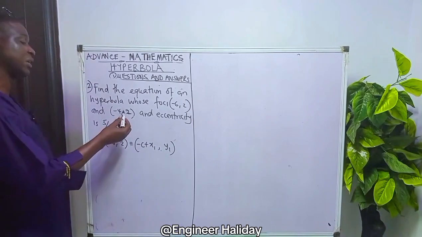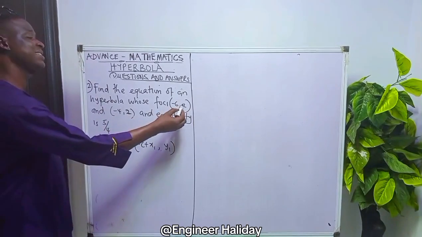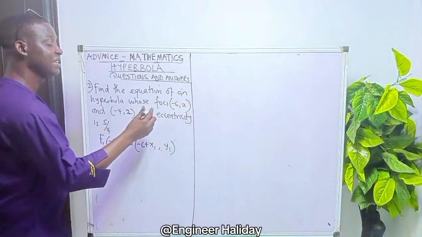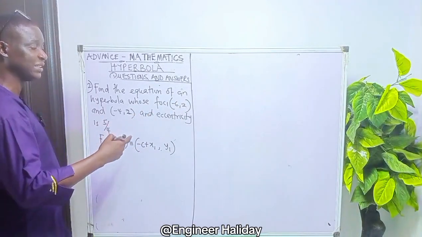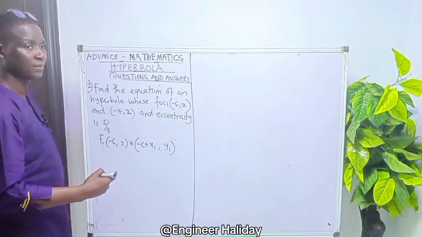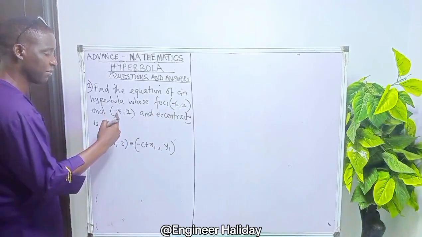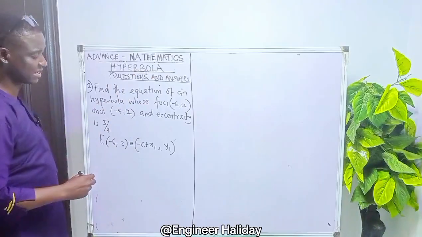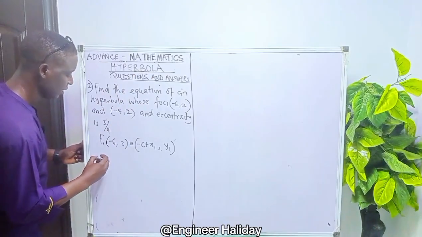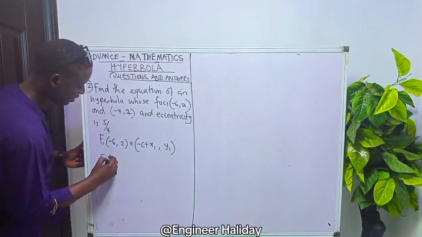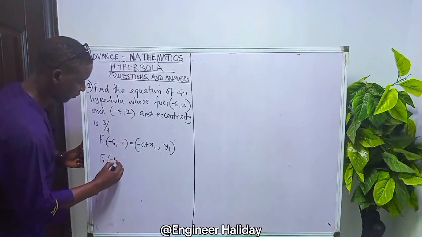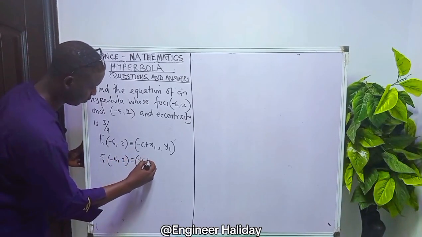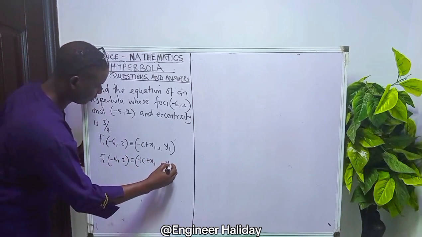Now look at the board. You notice that this 2 is the same as this 2. It means that where the value changes is where the major axis lies. This -6 and -4 changes, that means the major axis lies at the x-axis. So that means F2 is equal to (-4, 2), which is the same thing as (c + x1, y1).